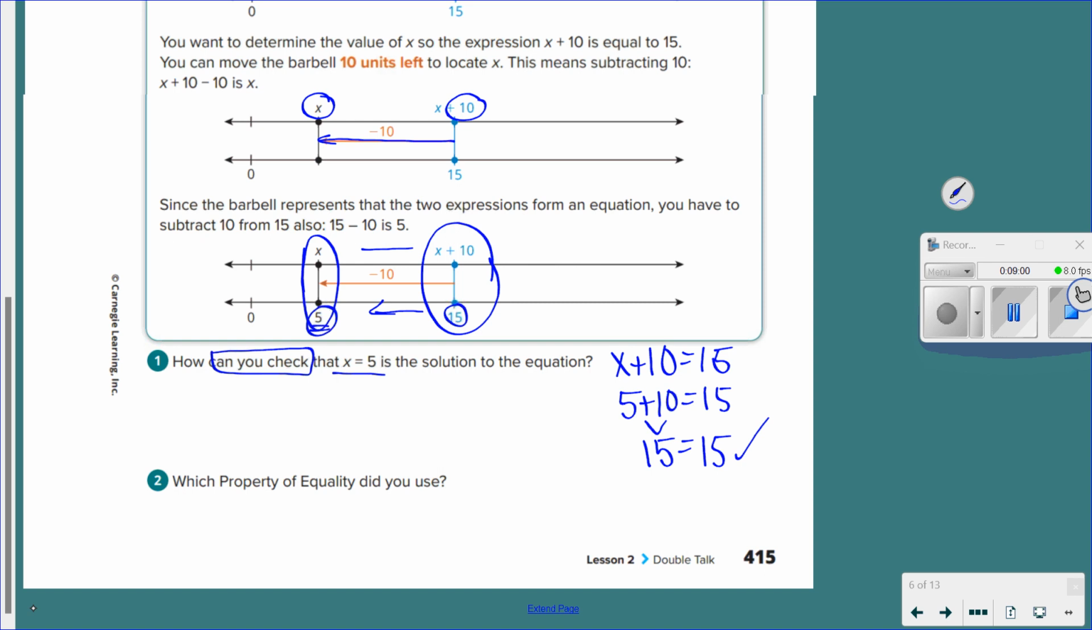So, which property of equality did we use for this? Subtraction, because I ended up subtracting, right? So, we used the subtraction property of equality.